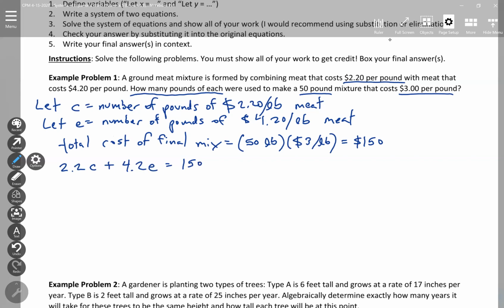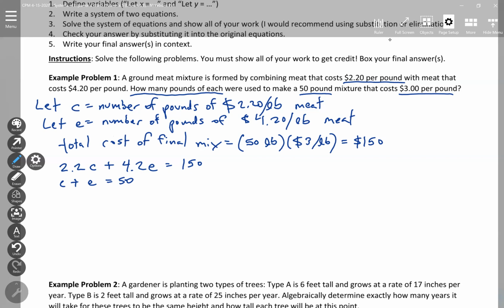For our second equation, we could just use the fact that the total weight of the final mix is 50 pounds. If we add the weight of the cheaper meat plus the weight of the more expensive meat, we're going to get 50 pounds. Okay, so that is our second criteria for success, writing the system of two equations. Now we need to solve the system and show all our work.